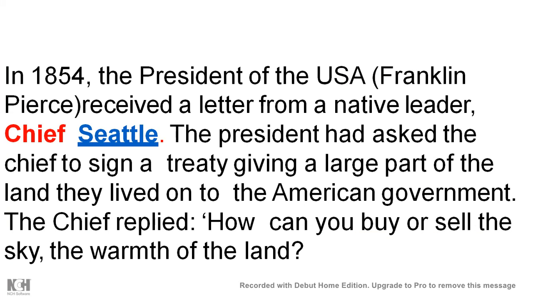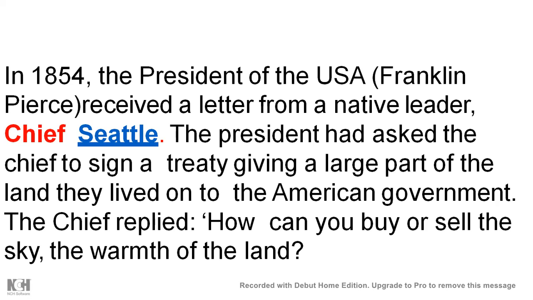In 1854, the president of the USA, Franklin Pierce, received a letter from a native leader. The name of the leader was Seattle. The president had asked the chief to sign a treaty giving a large part of the land they lived on to the American government. The chief replied, "How can you buy or sell the sky, the warmth of the land?"